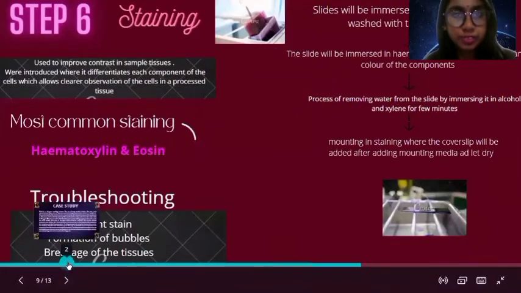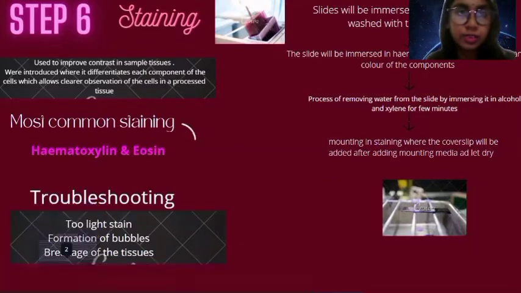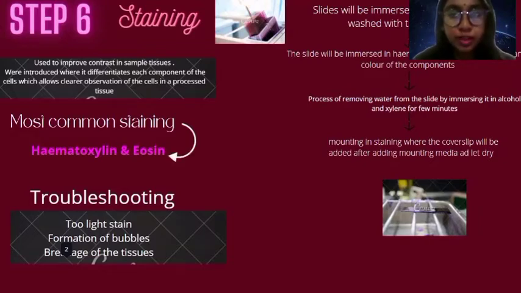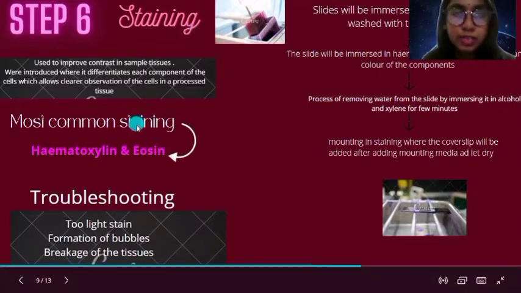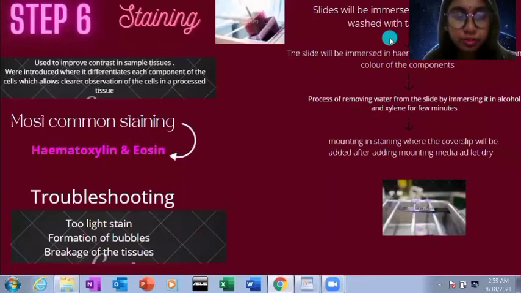As for step 6, the step is called the staining process. The staining process is used to improve contrast in sample tissues. As it is difficult to identify the cells in the tissue, staining is introduced, where it differentiates each component of the cell, which allows clearer observation of the tissue. The most common staining is hematoxylin and eosin. Hematoxylin dyes the nuclei and eosin dyes the cytoplasm. Hematoxylin usually appears in a purple color, eosin usually appears in a pink or sometimes red color as well.